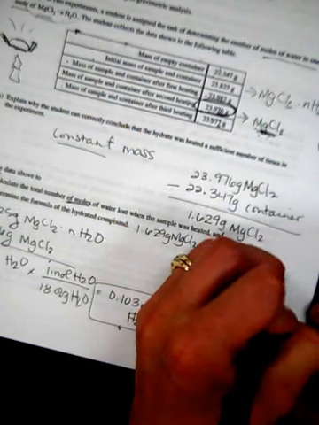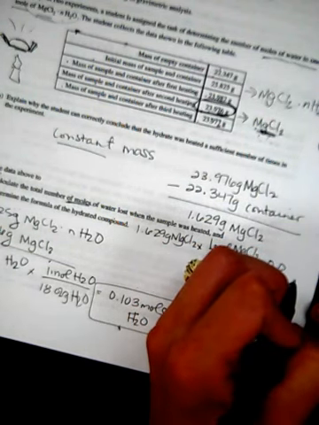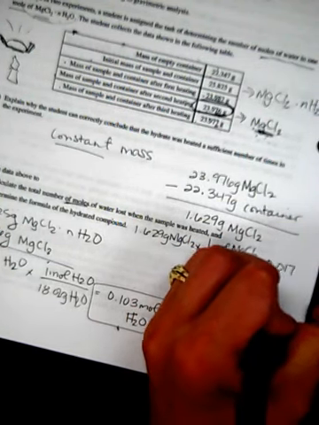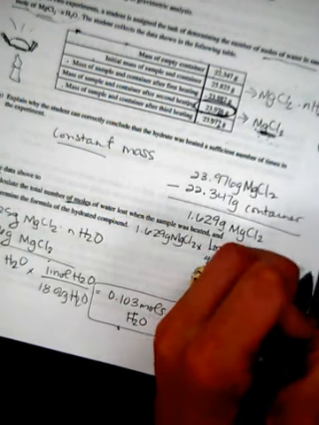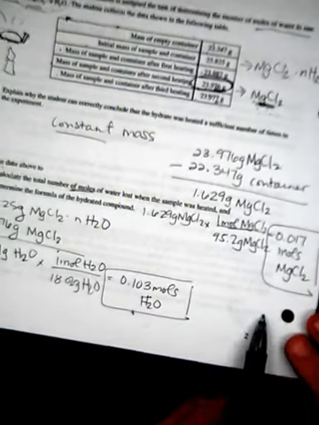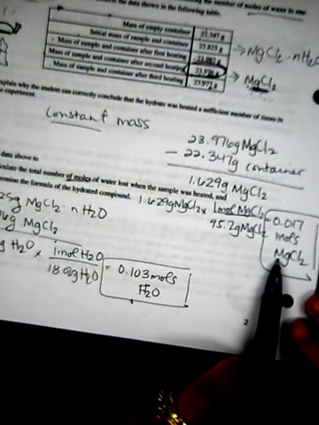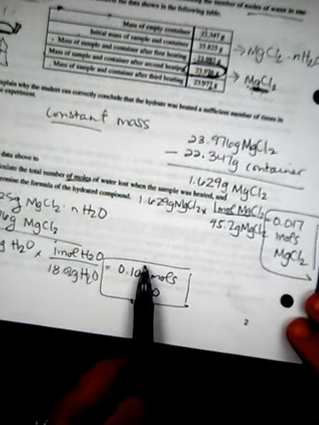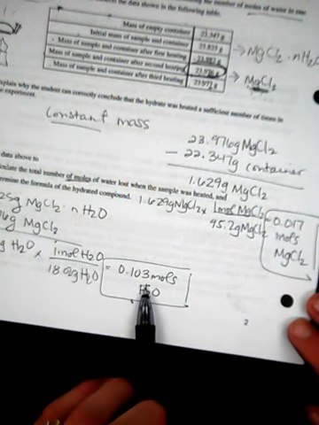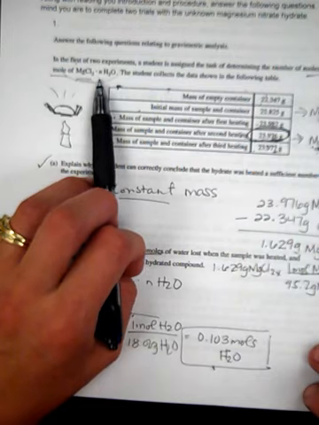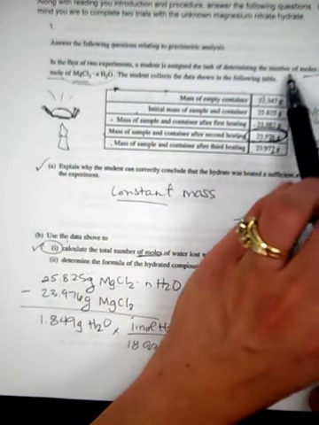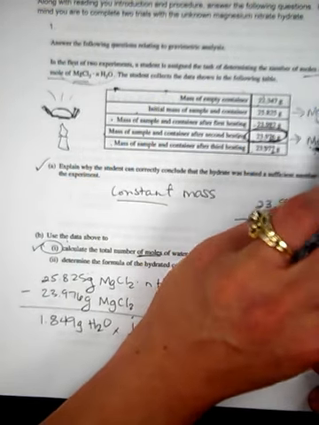And I got 0.017 moles of magnesium chloride. So I know for every 0.017 moles of magnesium chloride, I'm going to get 0.103 moles of water driven off. I just need to be able to write this into a chemical compound. And the question asks, determine the number of moles of water in 1 mole of magnesium chloride.